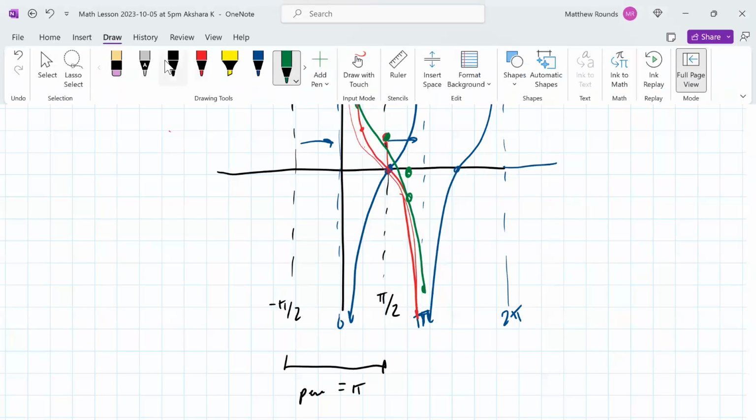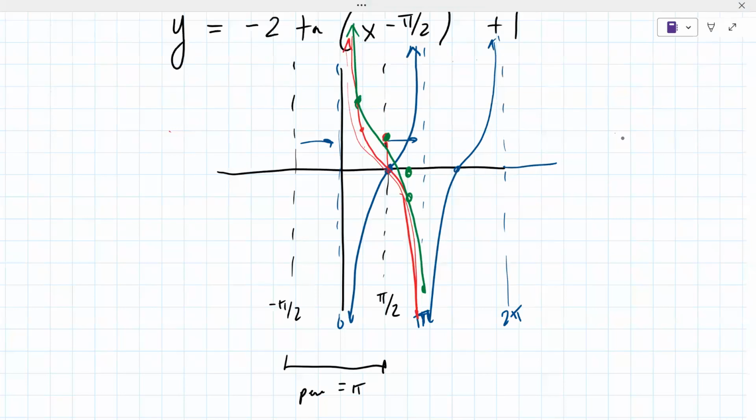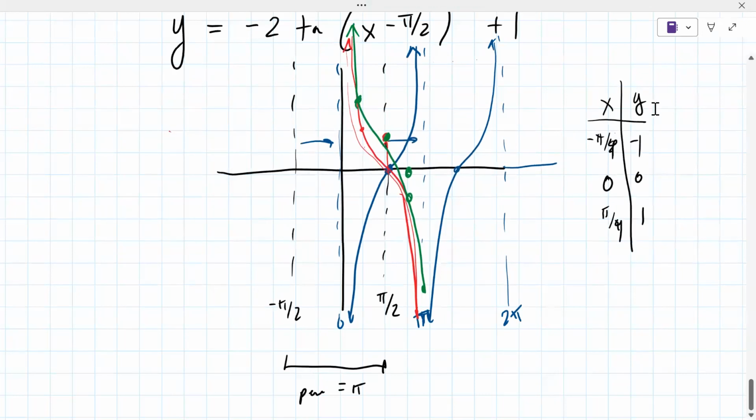You may find, and we haven't talked a lot about this, that the table is better for tangents because there's only 3 points. There's minus pi over 4, 0, and pi over 4, with values minus 1, 0, and 1. You may find it's easier to make a little table, especially for your final ordered pairs. I'm not sure if you guys are doing that, but that would be a possibility here.